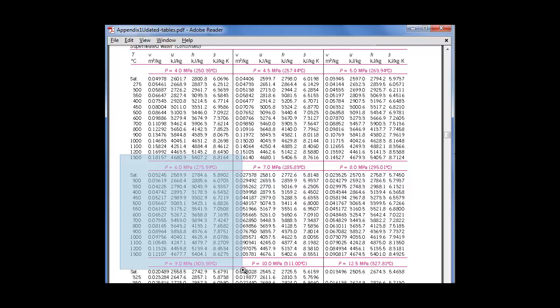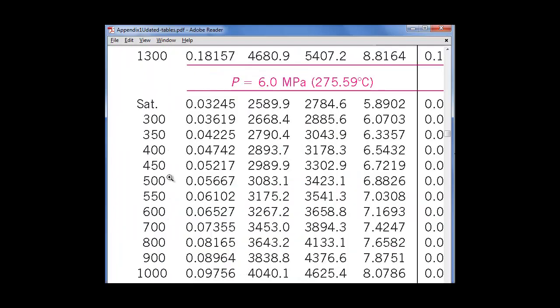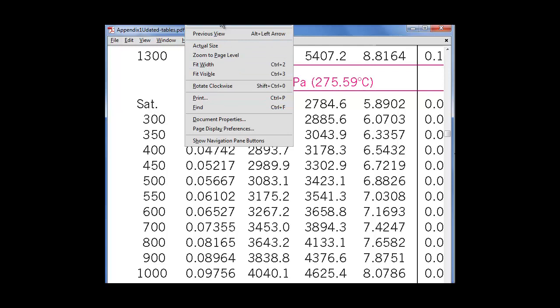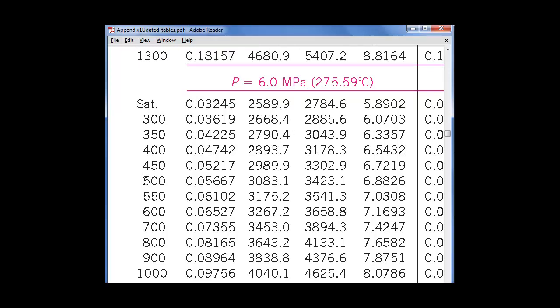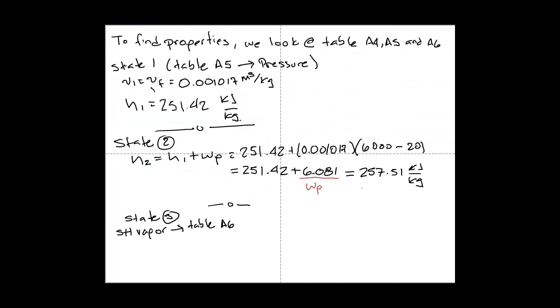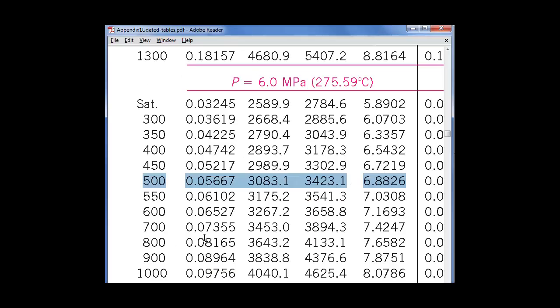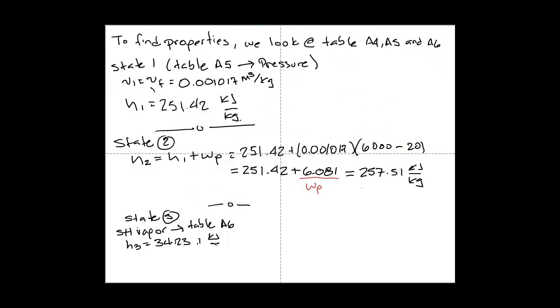Sorry, 6 megapascal and 500 degrees. So these are the values of volume, internal energy, enthalpy, and entropy. So we copy our values, and we know that H3 is 3,423.1 kilojoules per kilogram, and 6.882 for the entropy. And we're going to need this to find state 4.